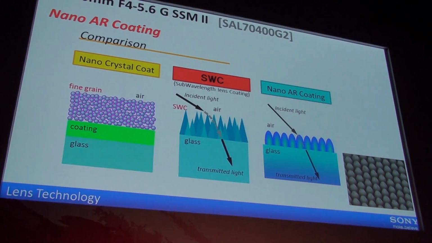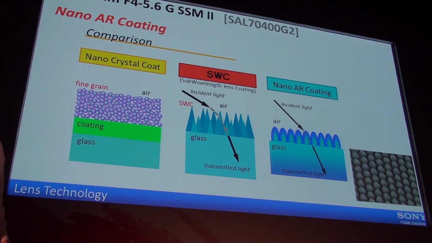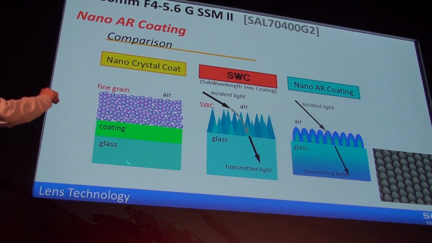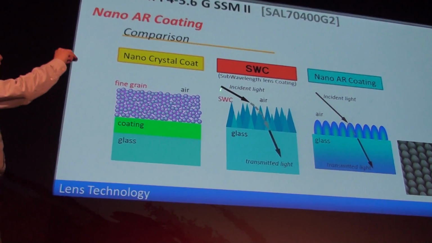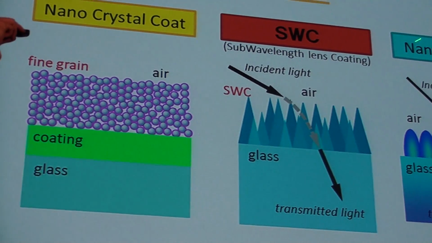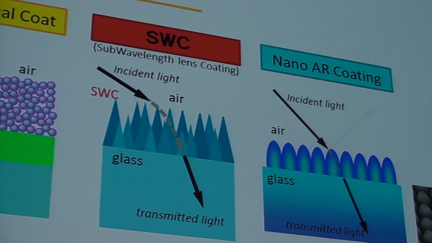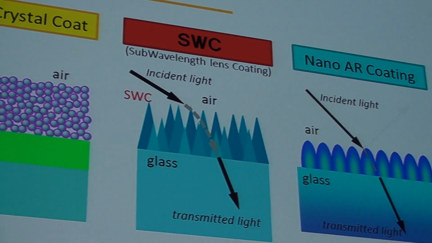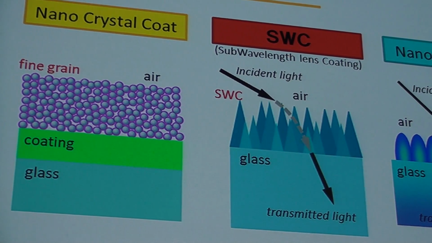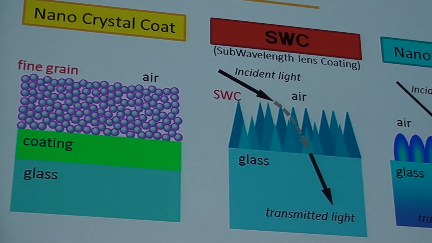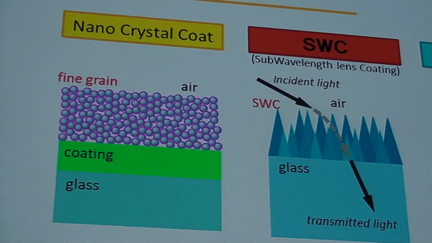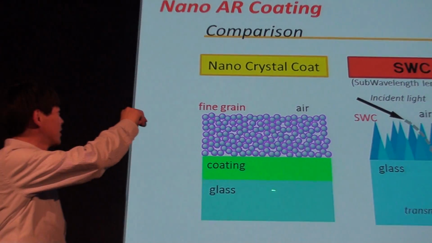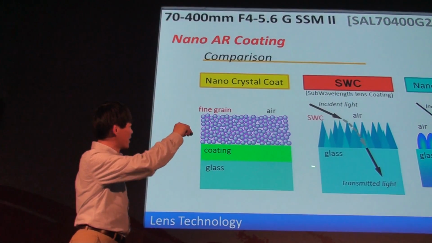This slide shows the comparison chart compared to our competitors. Okay, Nano Crystal Coat, SWC coat, and nano air coating. We make it in our factory in Aichi Prefecture, and how to make it is different compared to these coatings.